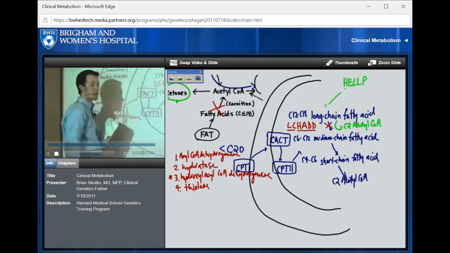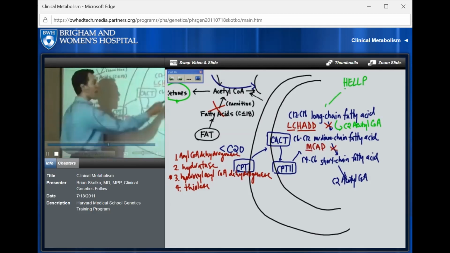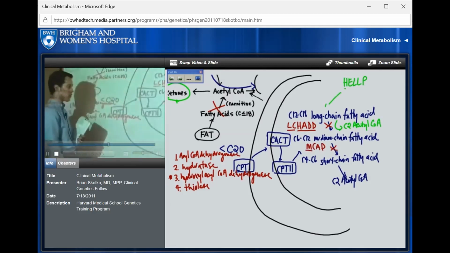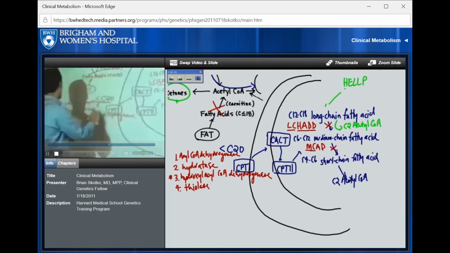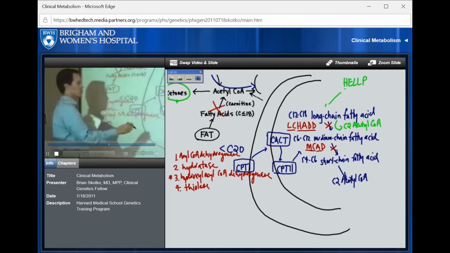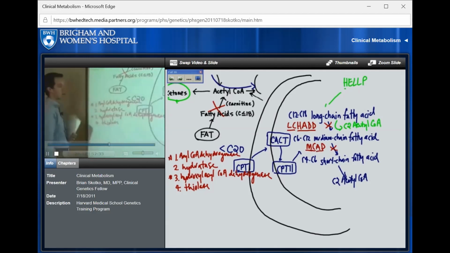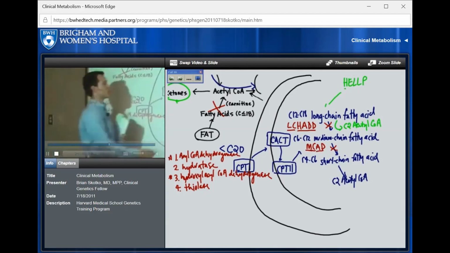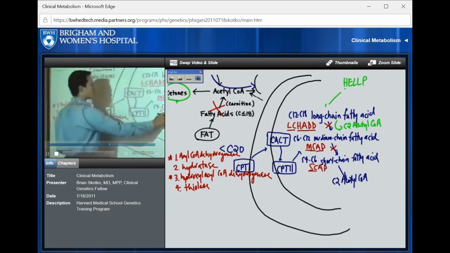If you have someone with MCAD, that would be a kink in this system here. Where does this come from? M, which stands for medium chain, of course. Now we have CAD, which stands for coenzyme A dehydrogenase. Okay? So medium chain acyl coenzyme A dehydrogenase. And so you see this is a problem in the medium chain with the first enzyme right here causing a kink in the system. And then, as you guessed it, there's SCAD, which would be short chain acyl coenzyme A dehydrogenase.